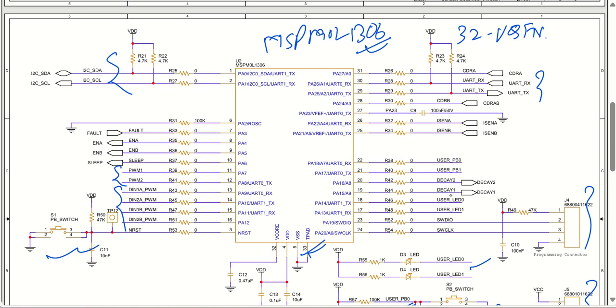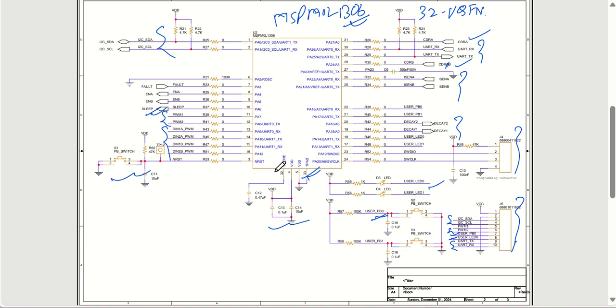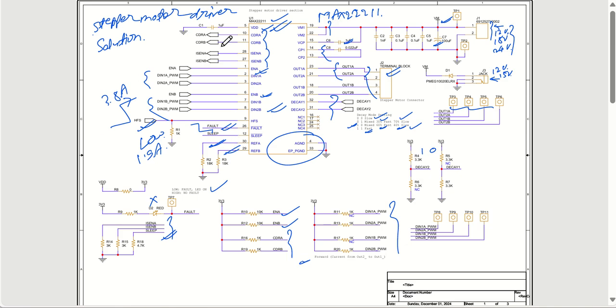And all other parts like decay mode setting using this. Then we have iSense A, iSense B, and then we have CDRA, CDRB. And if you want to make your motor driver go to sleep, this is one of the output pins that has been used for making the motor driver go into sleep mode. Alright, so hope you now have a clear idea about this particular microcontroller interfacing and this complete circuit design of a stepper motor driver.